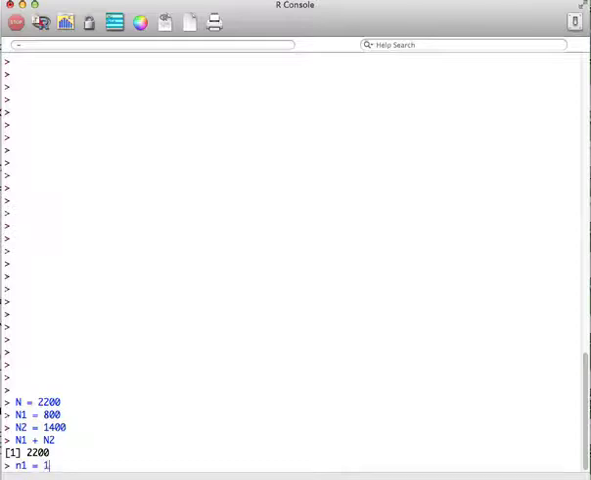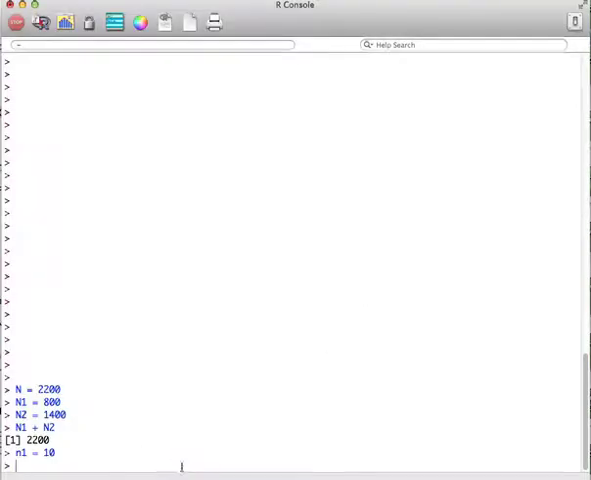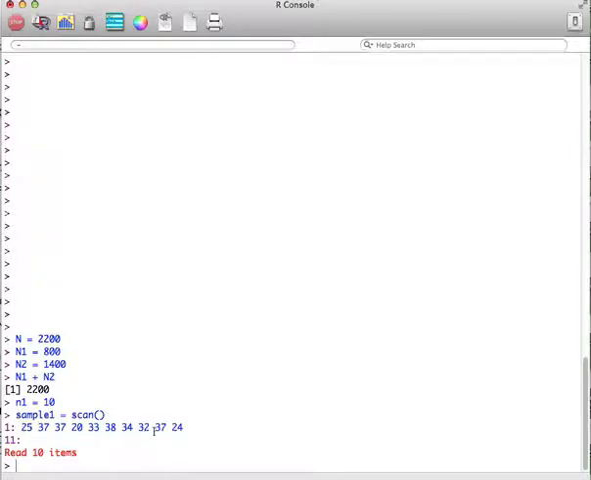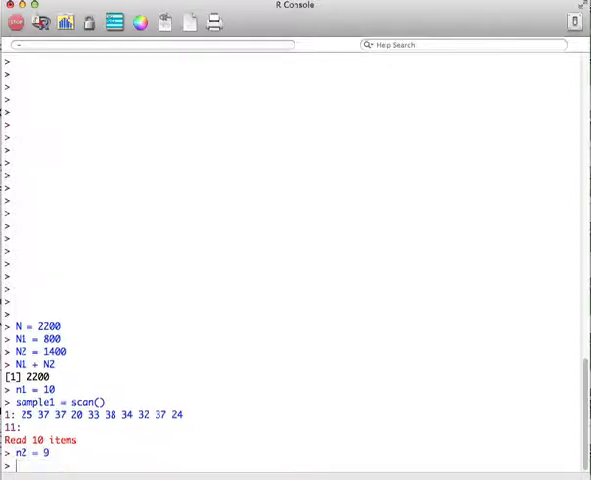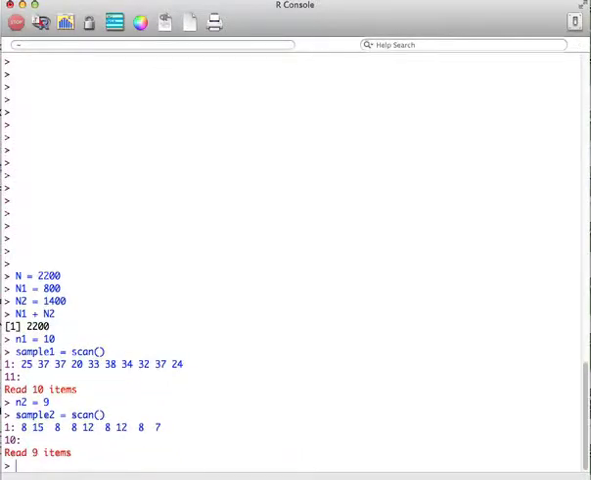Let's suppose we've taken a sample of size 10 out of the first strata. And let's say this is the sample right here. So we've taken 10 things from the first stratum, and we're reading them into a variable called sample1. And then we're going to have 9 things in sample 2. So we actually have a sample of size 9 from the second strata.